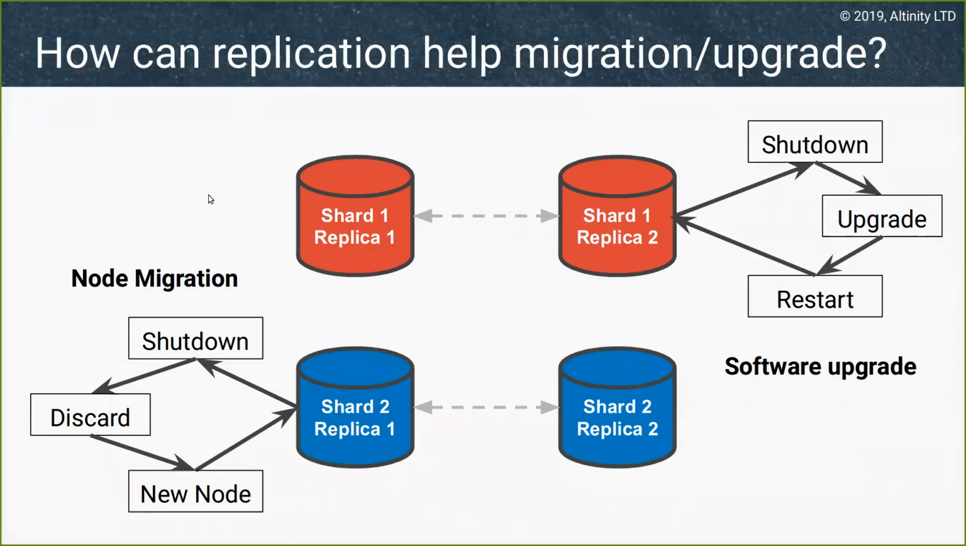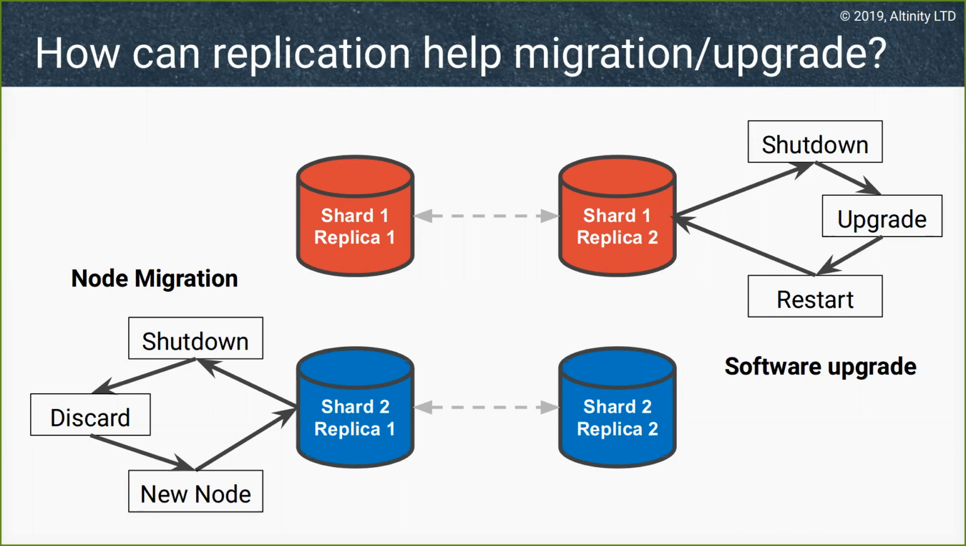How can replication help with migration and upgrade? Well, it's pretty simple. If you're using distributed tables, you can basically shut down replicas anytime you want, or shut down their nodes. So for a software upgrade, for example, you would shut down ClickHouse. You might upgrade it. I'm running version 19.8, I'd like to be on 19.11. Upgrade, restart, and then it joins and catches up on everything it missed.